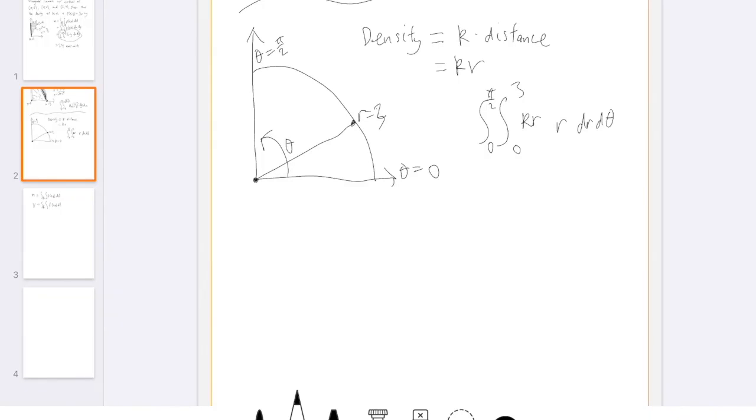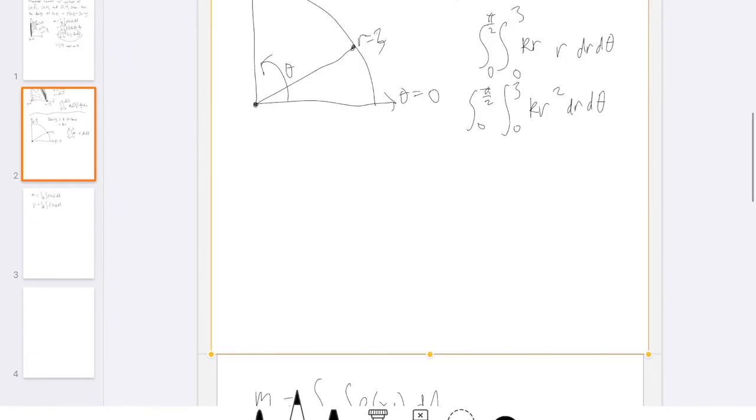Now all we need to do is just solve this, which shouldn't be too difficult. So first of all, we can write this as kr squared dr d theta. Then we can integrate the inside. So we get k over 3 r cubed going with bounds 0 to 3 d theta. If we plug that in, we will just get 27k over 3, which is also 9k. And since k is a constant, we can just pull this whole thing out.